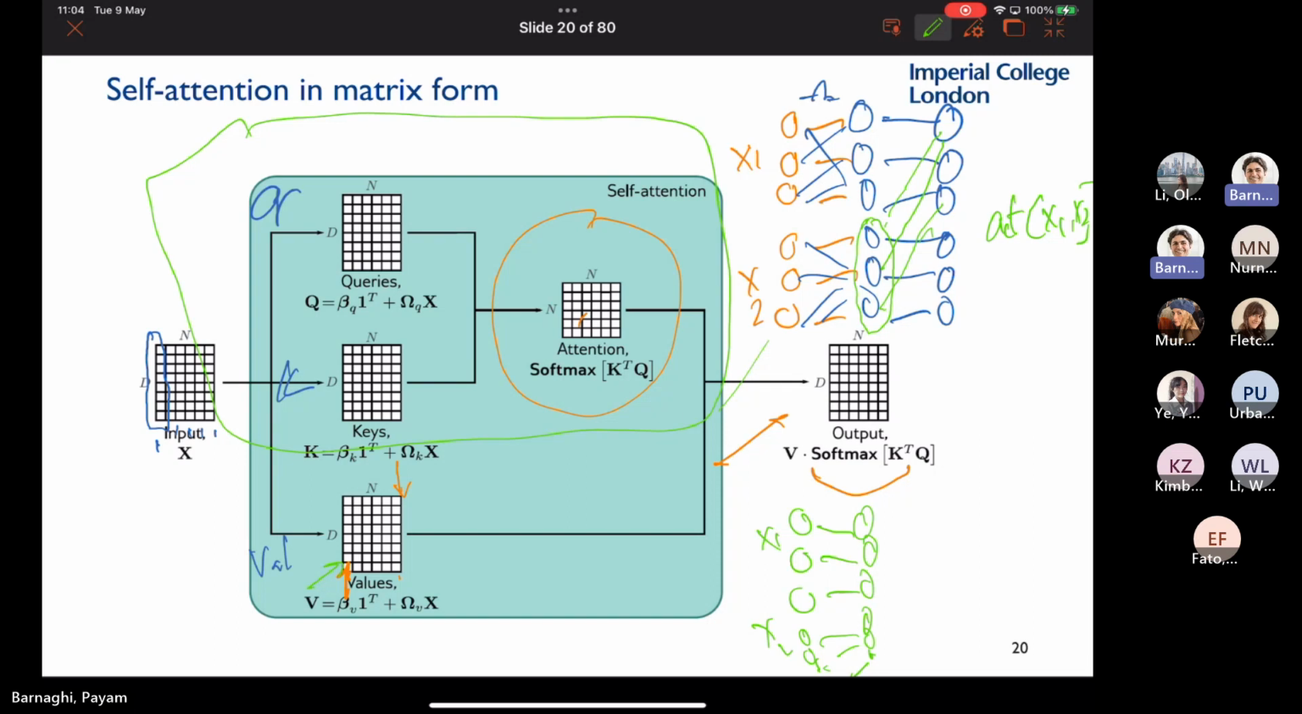Yeah, just a question about notation. I noticed next to the biases, you have a 1. Is that literally just a vector of 1s? Is that what you're initializing it with?